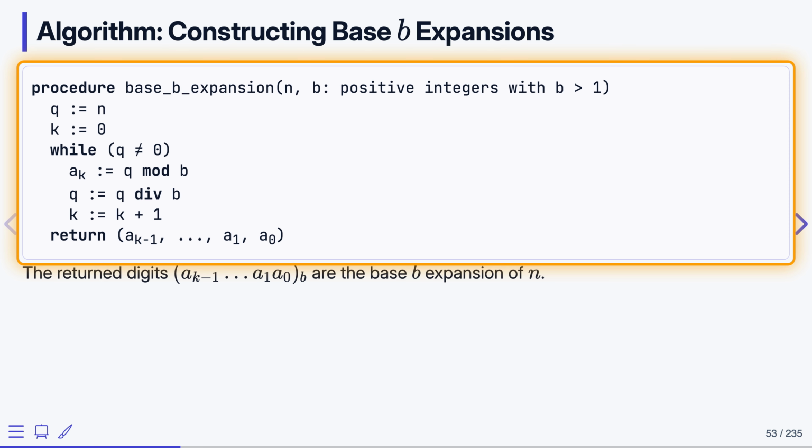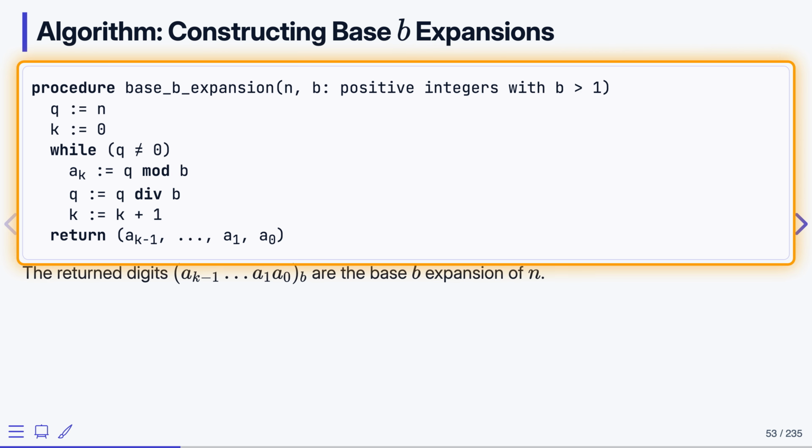This is the same method written as an algorithm. Let's read it slowly. We start by setting q to n and k to 0. The variable q holds the current quotient. The variable k counts the digits. The while loop runs as long as q is not 0. Inside, we do 2 things.